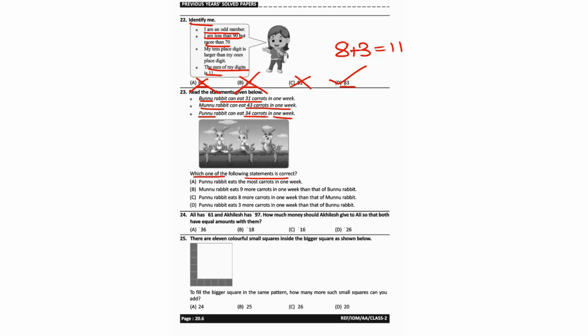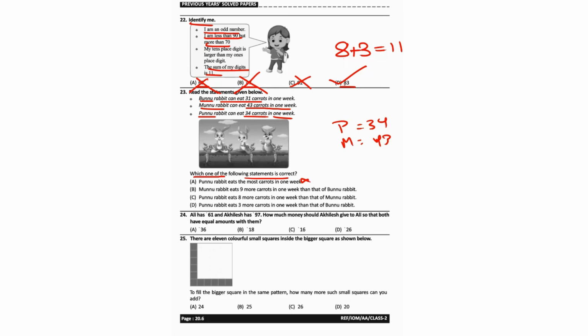The first option says, Punu Rabbit eats most carrots. Does Punu eat most carrots? No. Punu is eating 34. But Munu is eating 43. So Munu is eating more now. So this is not correct.